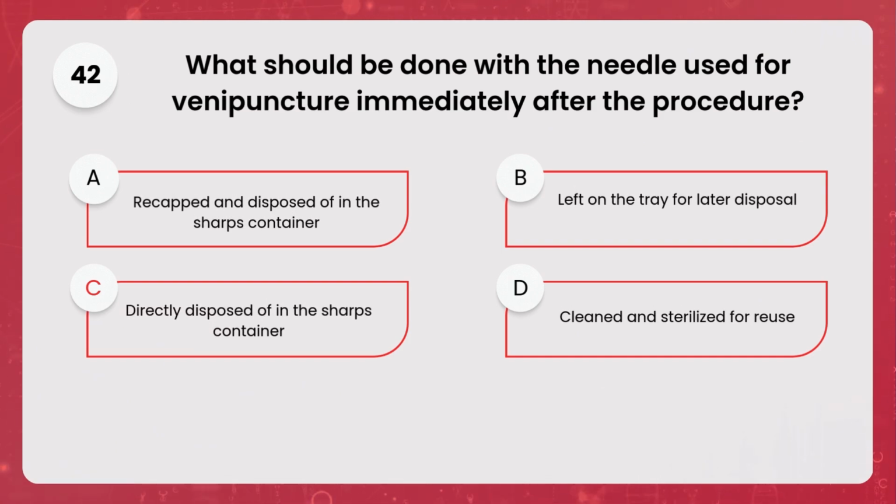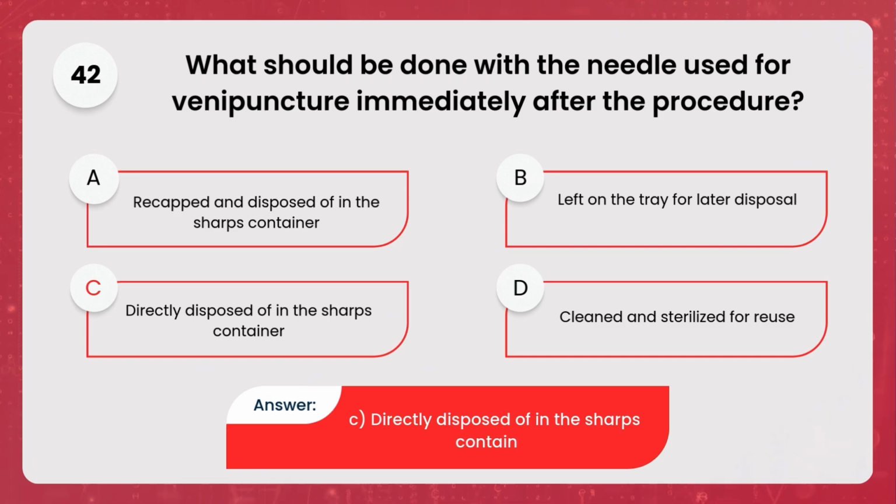A, recapped and disposed of in a sharps container. B, left on the tray for later disposal. C, directly disposed of in the sharps container. Or D, cleaned and sterilized for reuse. The answer is C, directly disposed of in the sharps container.